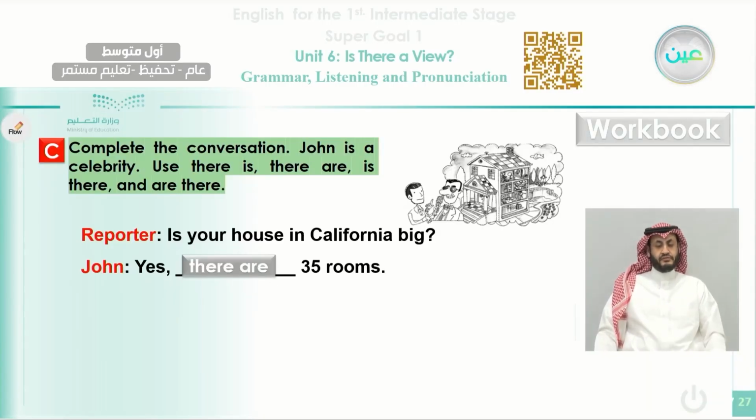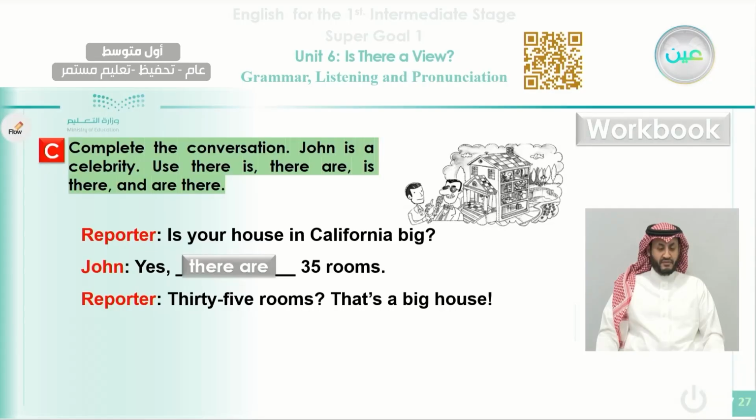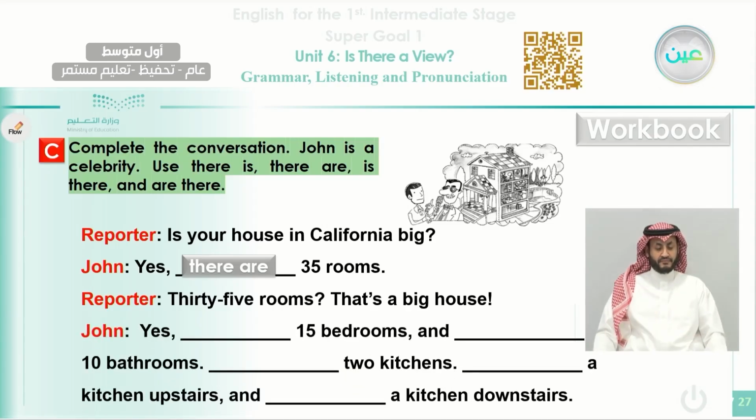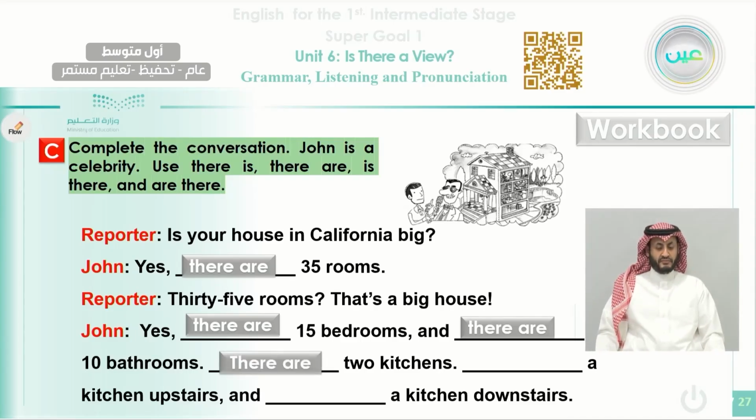Okay, there are 35 rooms. So there are 35 rooms. That means it is very big. Okay, now the reporter replies, 35 rooms! He's saying, that is a big house. Okay, now the answer here, yes, 15 bedrooms. So do you expect that we can write there is or there are? Since we are talking about 15 bedrooms, we can say there are 15 bedrooms. And there are also 10 bathrooms. 2 kitchens. Do we say there is or there are? We say also there are.